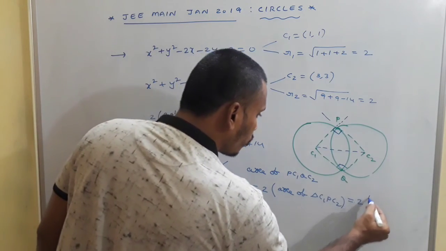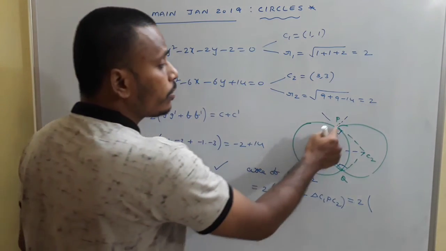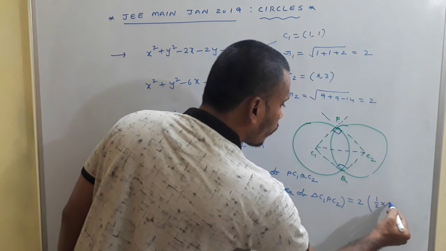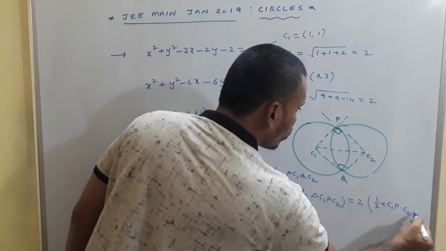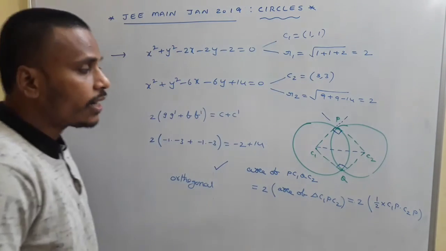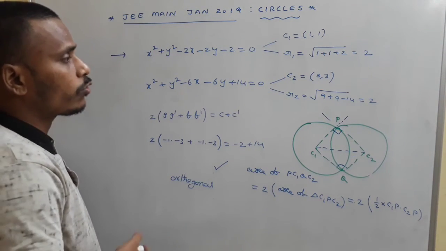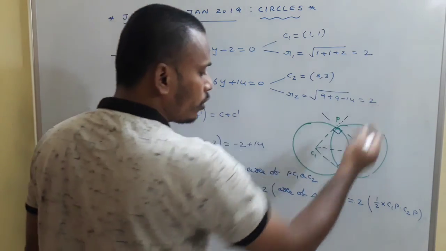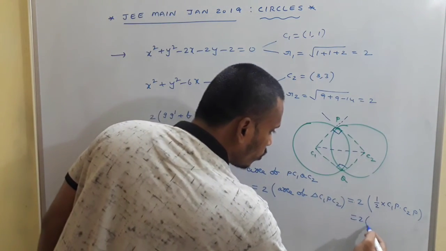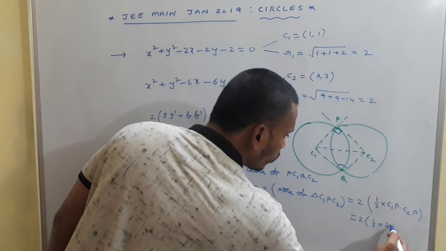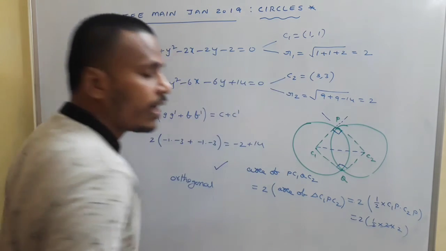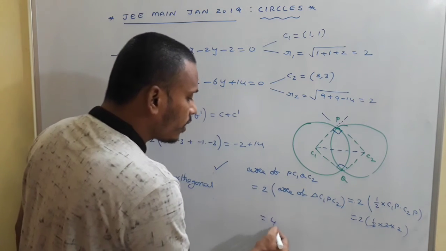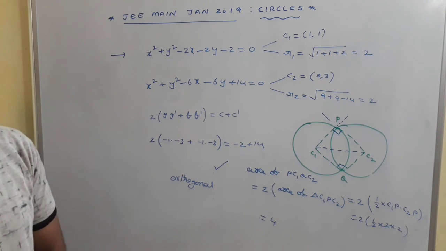And that is equal to 2 into... C1PC2 is a right angle triangle whose area is half into C1P into C2P, and C1P is the radius R1 of the first circle, C2P is the radius of the second circle. They are 2 and 2. So if you replace 2 into 1 by 2 into 2 into 2, at the end our answer for the problem is 4. So the area of the quadrilateral is 4 square units. That's the problem.